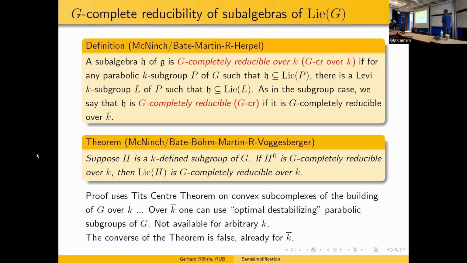Okay. Now, it's a natural question. What about the converse? What if the Lie algebra of H is G completely reducible? Is the initial subgroup G completely reducible? But the group case says that it's false. Ben Martin has already given a counterexample in the algebraically closed case. It involved Frobenius morphisms.